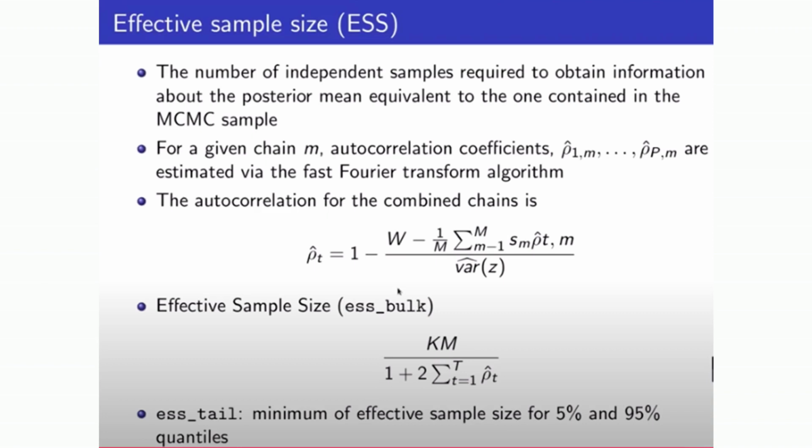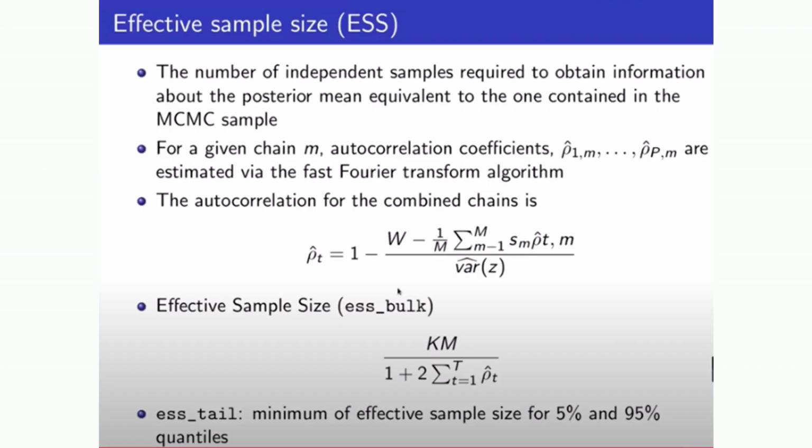The way we address this is by first computing the autocorrelation coefficients at many lags for each chain. These lags range from 1 to P, and we compute them for each of the M chains. A good way to compute multiple autocorrelations at once is to use the fast Fourier transform algorithm, which is usually available in most programming languages. Dynare does not compute these directly, but relies on packages like MCMC diagnostics to handle this computation.